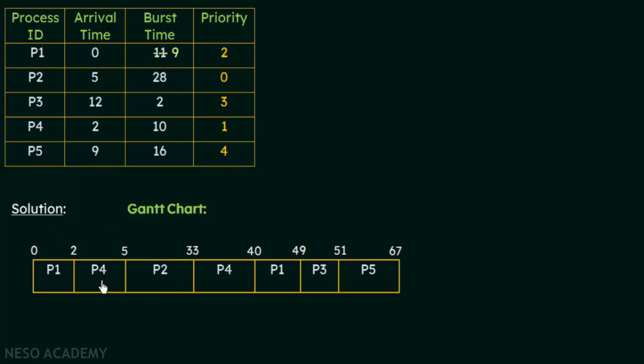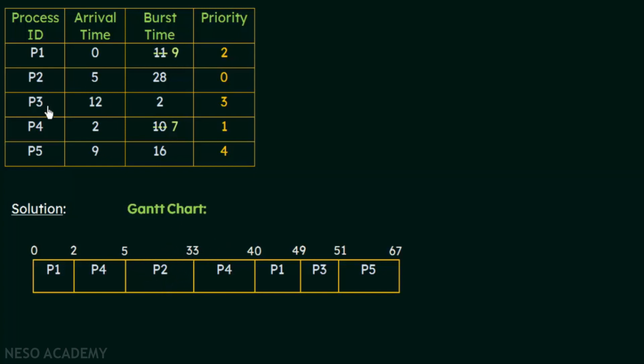So how long did P4 execute? P4 executed from 2 to 5 milliseconds. That means it completed 3 milliseconds of its execution. And what is the total burst time of P4? It is actually 10 milliseconds. So from the 10 milliseconds, if we subtract these 3 milliseconds which were already executed, we have a remaining of 7 milliseconds for P4. P4 will again have to execute for 7 milliseconds later when it gets the CPU. Alright, so P2 now got the CPU and it's continuing its execution.